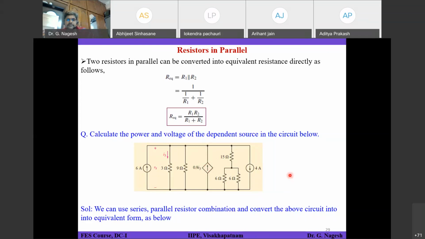You try to solve this, then we will see. You just see these two are in parallel, and these two are in parallel, 6 ohms and 6 ohms, and then you have a series combination. So try to reduce this circuit using resistance parallel and series combinations. Please try to do that. First find Vx, then we will see the power related part.